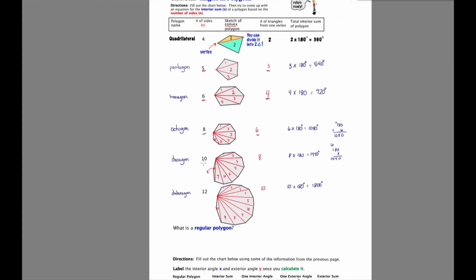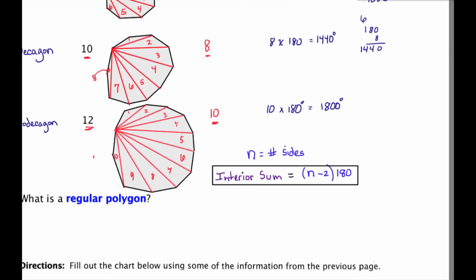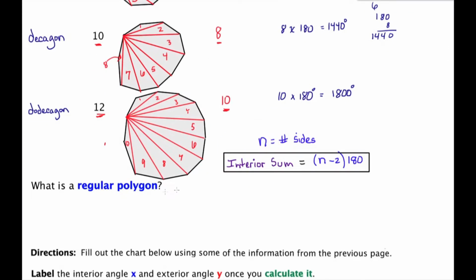Whatever the number of sides, we subtract 2 to get the number of triangles, and then we take that and multiply it times 180 to get the sum of the interior angles of a polygon. So we take the number of sides, subtract 2, and multiply it times 180. So what is a regular polygon? Well, it's a polygon with congruent sides and interior angles.